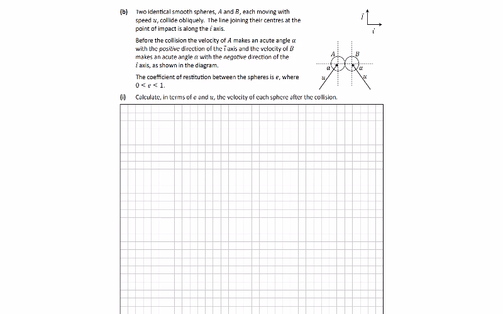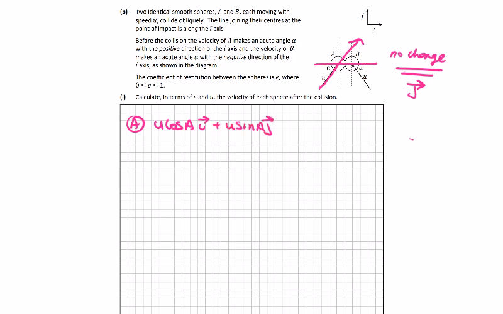In part B, we have two identical smooth spheres, so there's going to be no change here. Which direction is there no change? So there's no change in the j. We're looking at them impacting along here. So what about the velocities? So we're going for A into the positive positive. So A is going to be u cos alpha in the I direction plus u sine alpha in the j direction. That's before. They're identical, so their masses are both m.